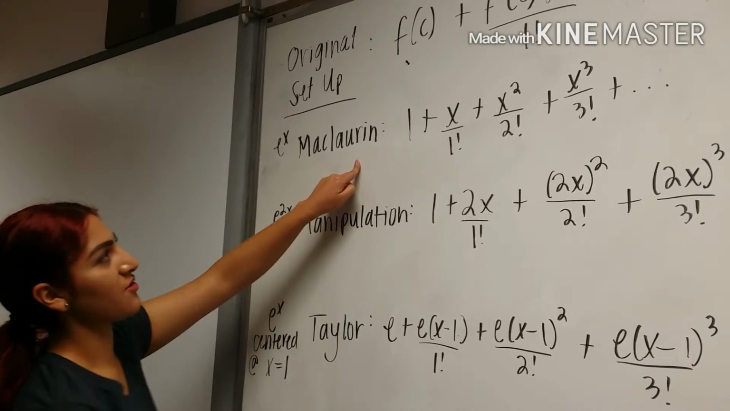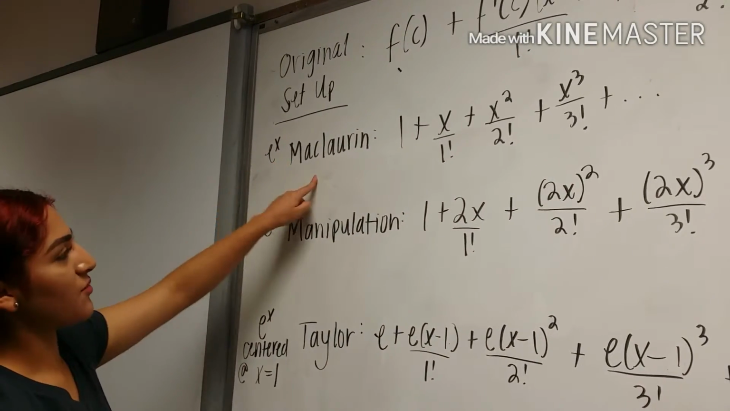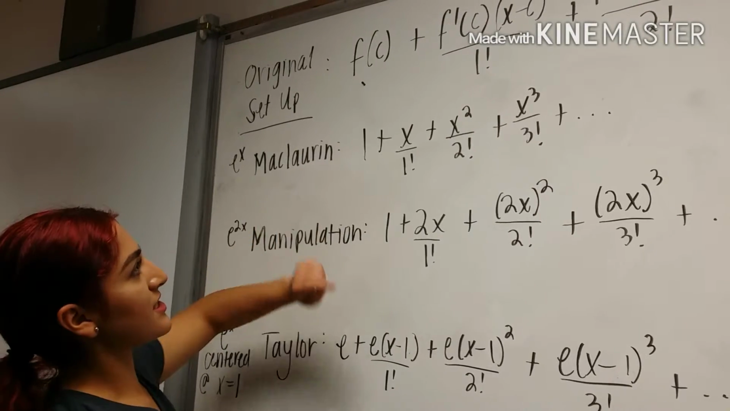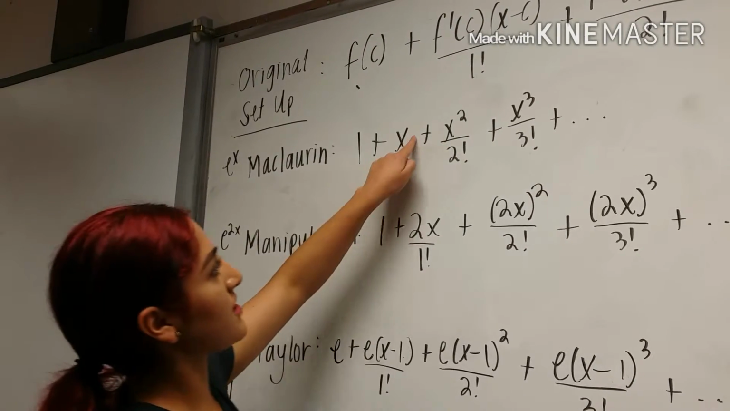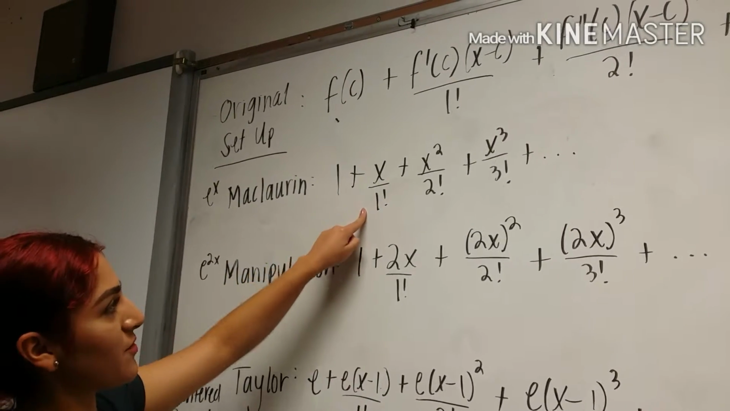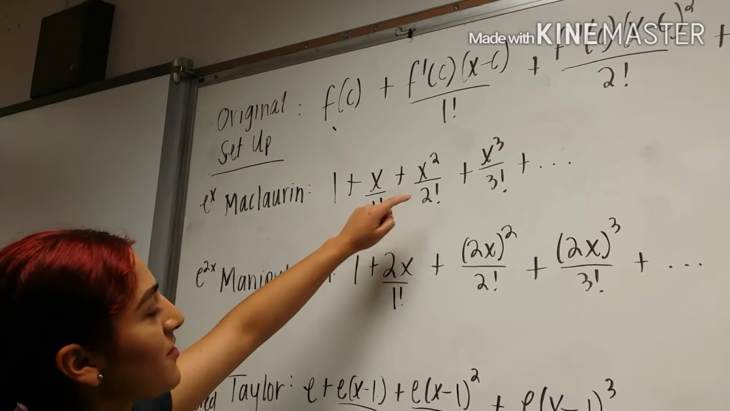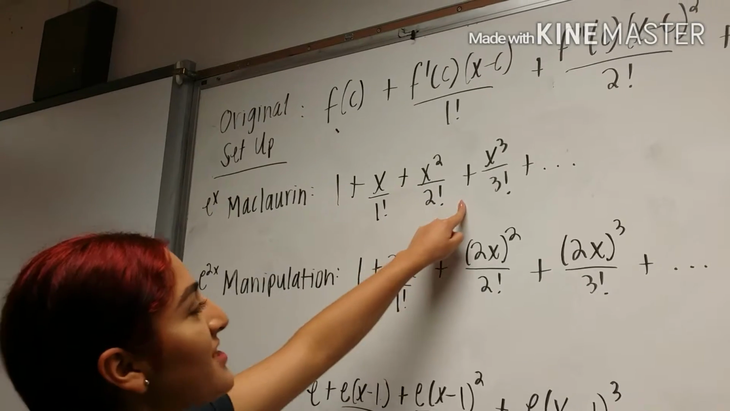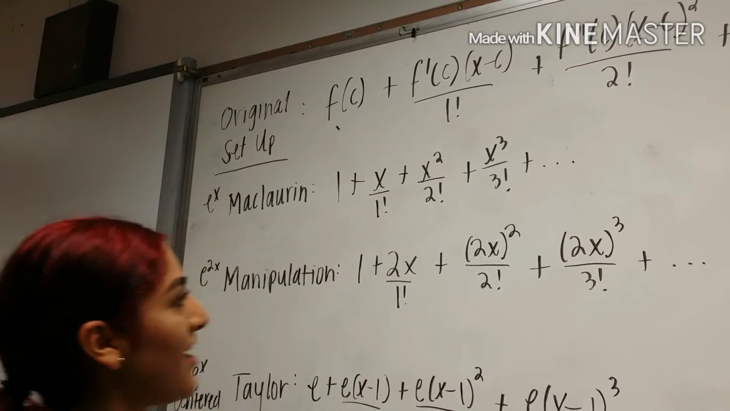Maclaurins are centered at 0. We use e to the x for Maclaurin. Since it has the center at 0, you don't see any C numbers. So the Maclaurin for e to the x is 1 plus x over 1 factorial plus x squared over 2 factorial plus x cubed over 3 factorial.